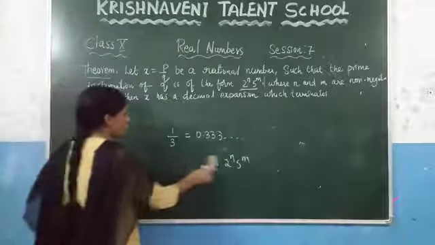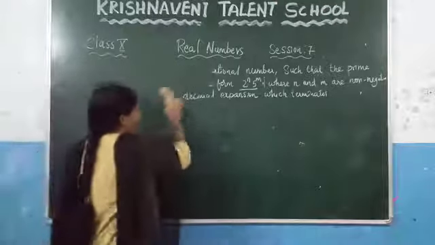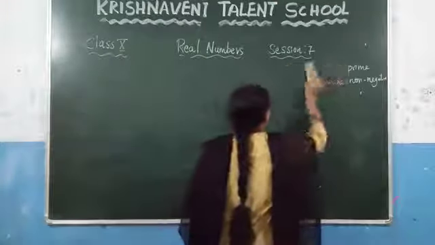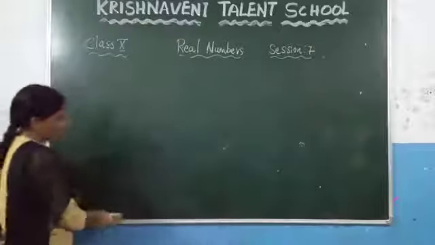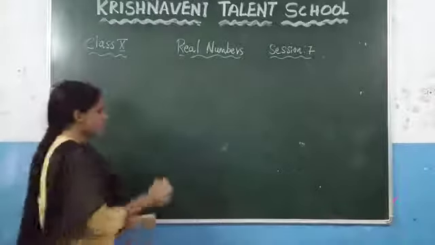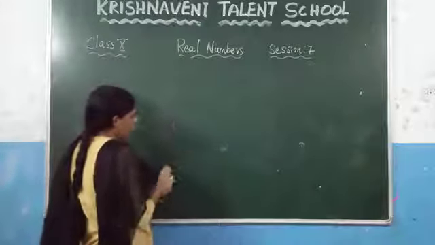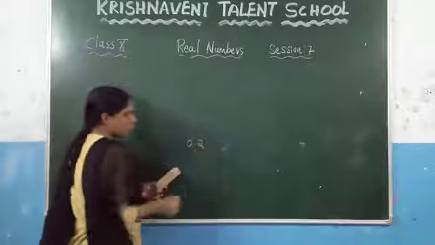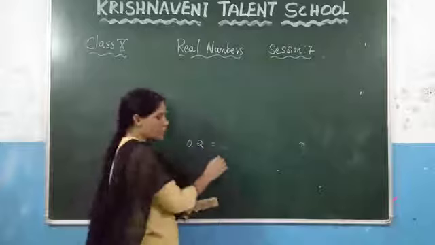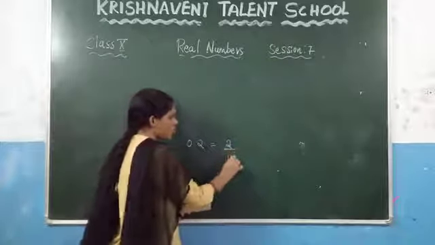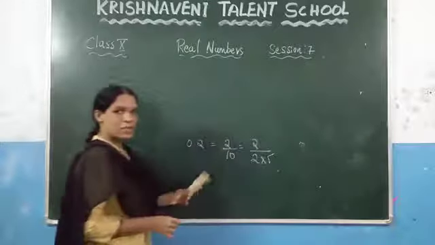So what are the three theorems we discussed now? By using these three theorems we are going to solve the next exercise. The first theorem says that if you take any terminating decimal number, then we can express the terminating decimal in the form of a fraction, and the denominator must be in the form of 2 power n and 5 power n. This is the first theorem.